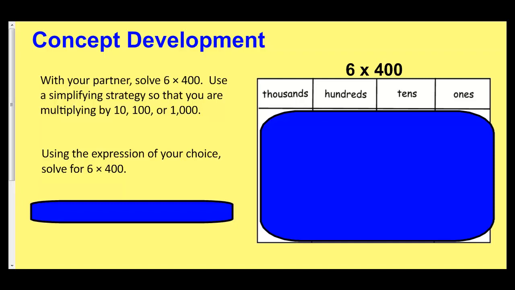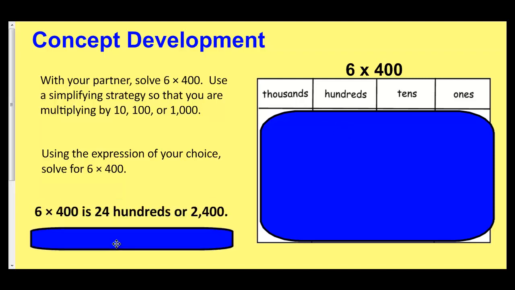I want you to try one more. Last one, I promise. I want you to draw yourself a place value chart, and I want you to put across the top 6 times 400. Think about what you learned in the last problem when we did 4 times 20. If you just put your 6 ones and moved it to the tens place, that's 6 times 10. If you moved it to the hundreds place, that's 6 times 100. But how would you do 6 times 400? See if you can figure it out. If you can't, you can hang with me and I'll help you.